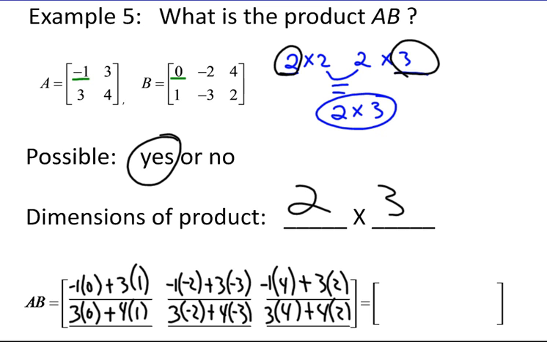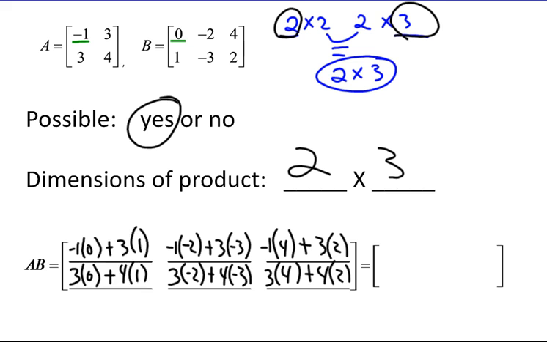So we've got all the calculations ready. All we have to do is finish it up. Give me some room here. All right. So we have, to the left, 0 plus 3. That's the first row, first column. 3 will go in the first row, first column. 2 minus 9, negative 7. Negative 4 plus 6 is 2. Okay, we finished the first row.